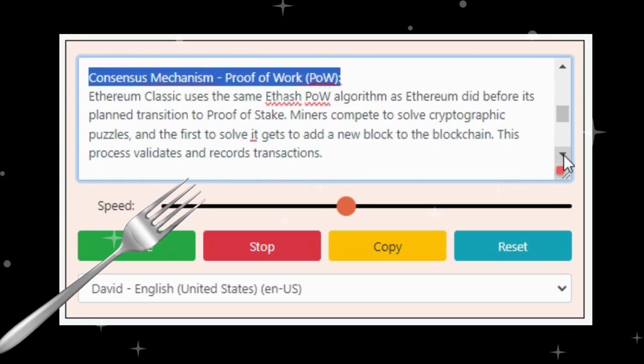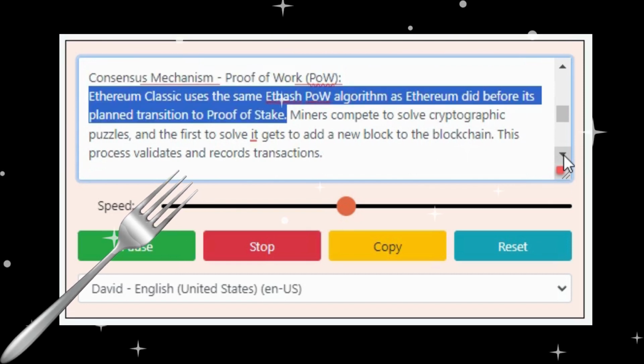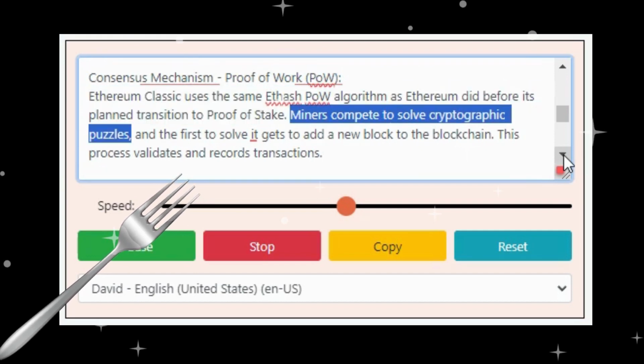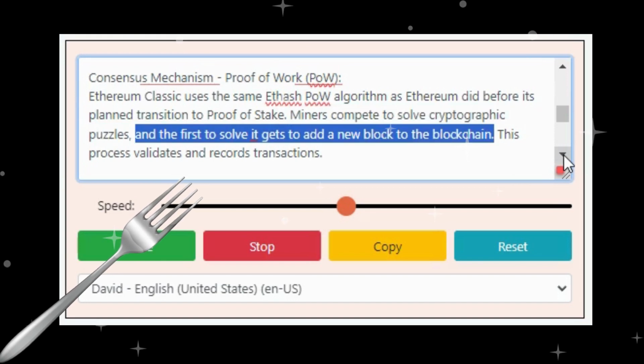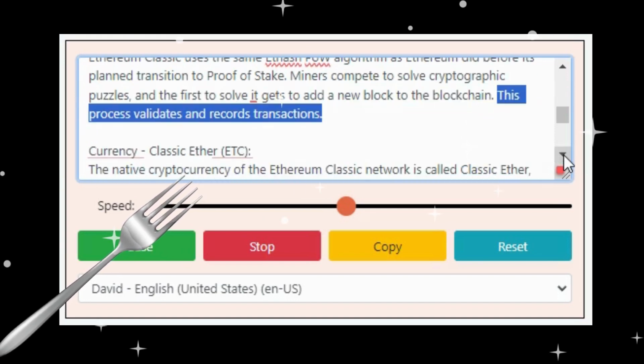Consensus mechanism, proof of work, PoW. Ethereum Classic uses the same Ethash PoW algorithm as Ethereum did before its planned transition to proof of stake. Miners compete to solve cryptographic puzzles, and the first to solve it gets to add a new block to the blockchain. This process validates and records transactions.